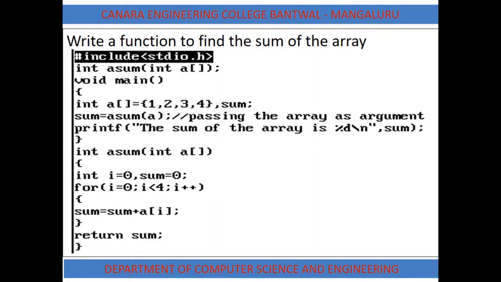So control will come outside the for loop and the return sum statement is executed. The value stored in sum is now 10, which is the sum of the array. Return sum will send the value 10 back to the calling function, and that 10 will be copied to sum in the main function. Next, the printf statement is executed: printf the sum of array is %d \n, comma sum. So the result, 10, will be displayed now. Finally, the program computes the sum of the array. In the example I have taken, it will be 10.